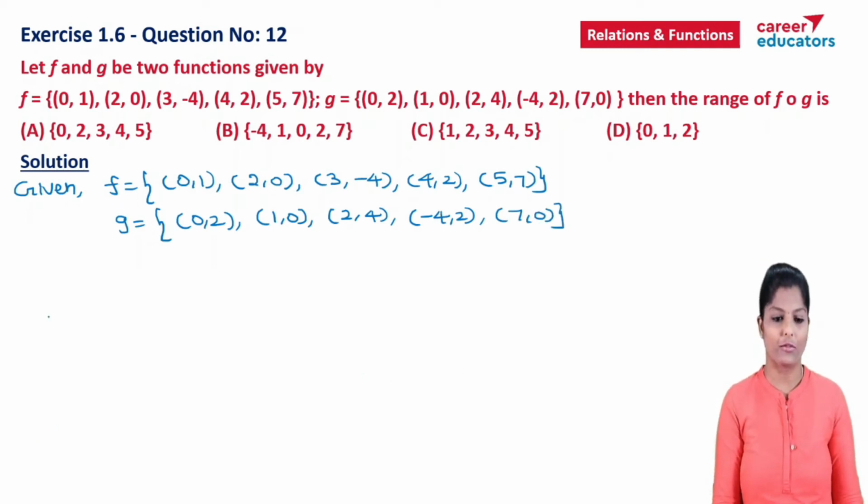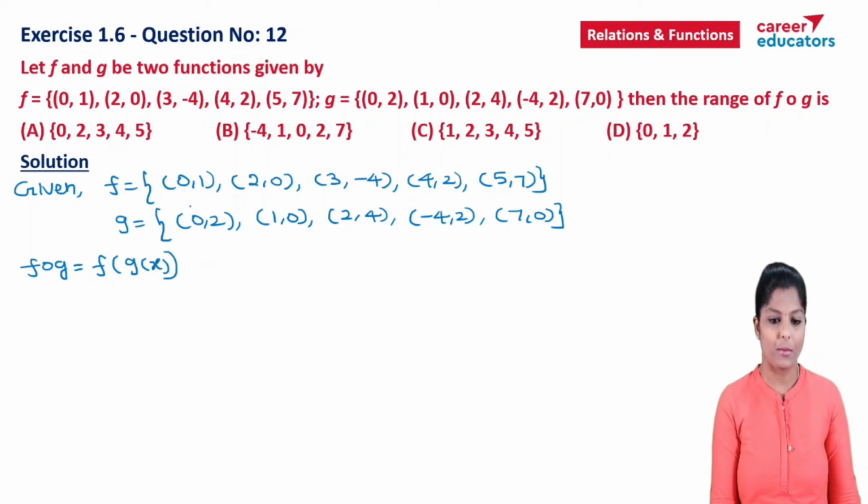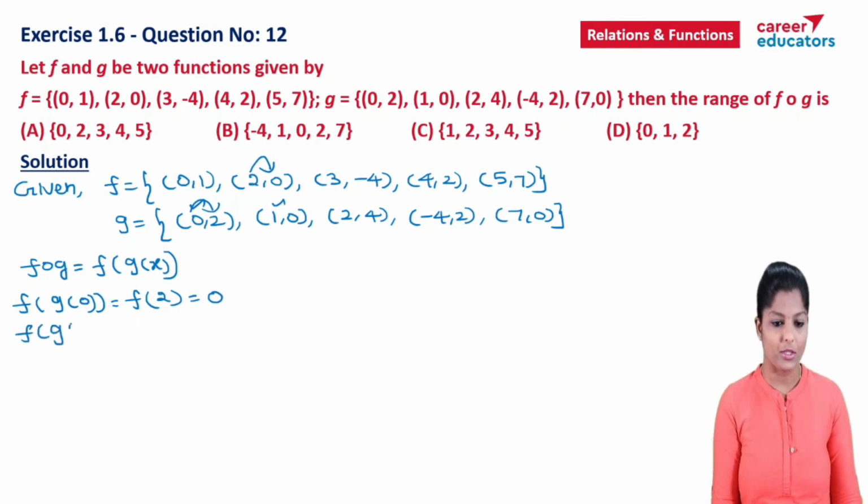Before that, we will find f of g. F of g equal to f of g of x. Next, we have to take the first element of g. We will get f of g of 0 equal to f of g of 0, which is given as 2 in the question. So, we will get 2. F of 2 is given as 0 in the question. So, we will get 0. Next, we have to take the element 1. F of g of 1 equal to f of g of 1, which is given as 0 in the question. So, we will get 0. F of 0 is given as 1 in the question. So, we will get 1.